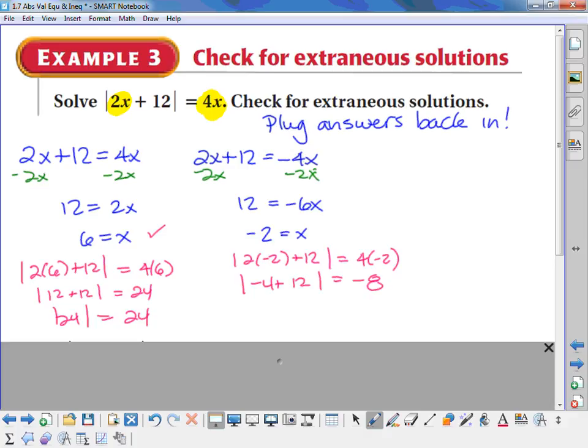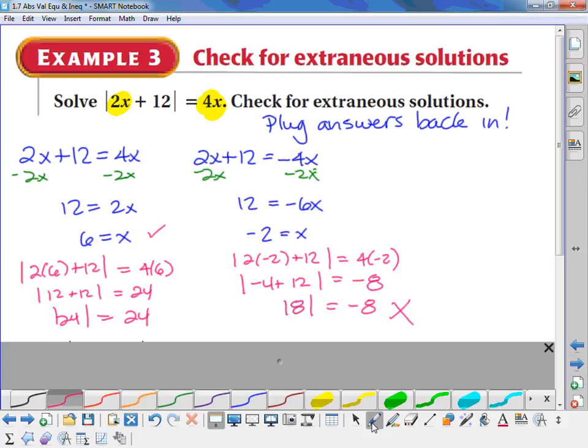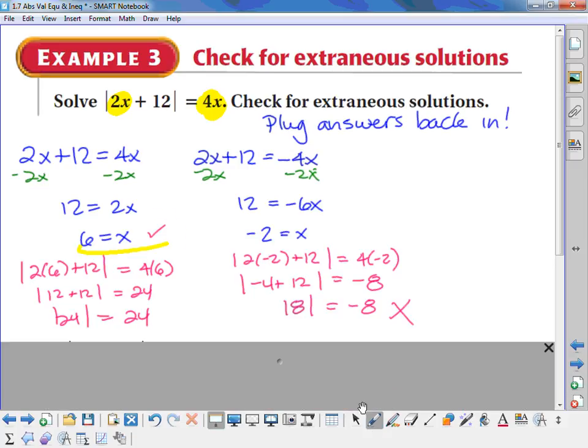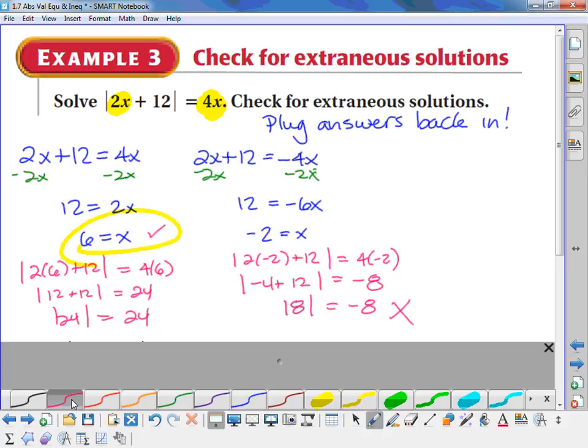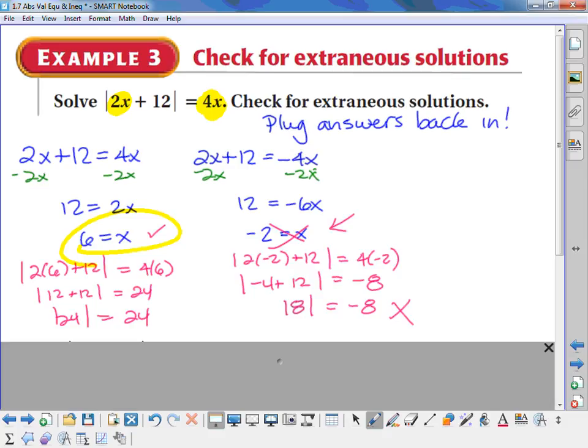Is it possible for an absolute value ever to be negative like that? No. So that's not correct. That's an extraneous solution. So this one we don't use. It's extraneous. It doesn't work when we plug it back into the original equation. Okay? Make sense?